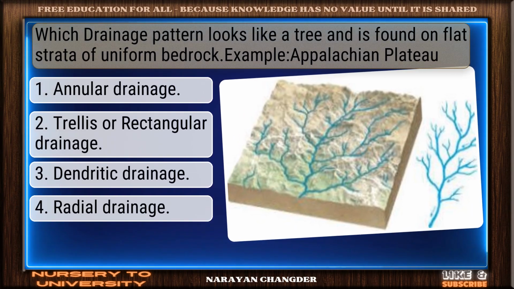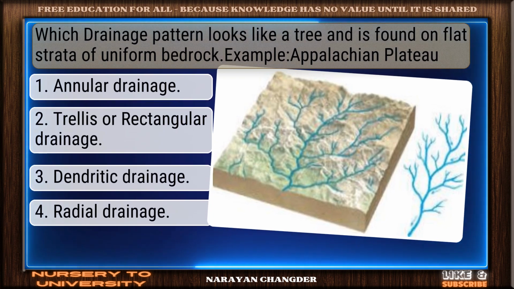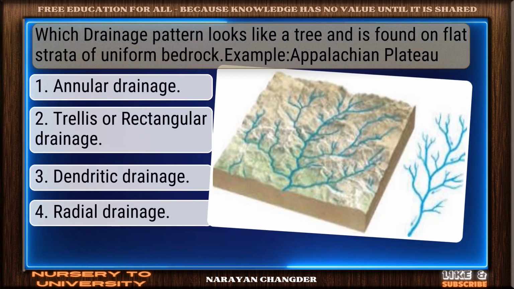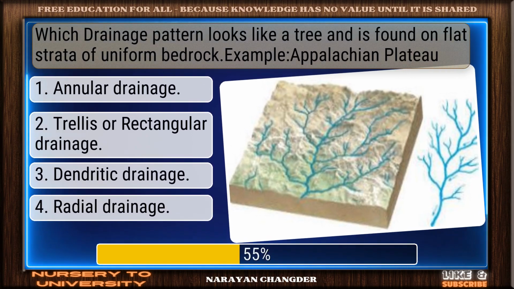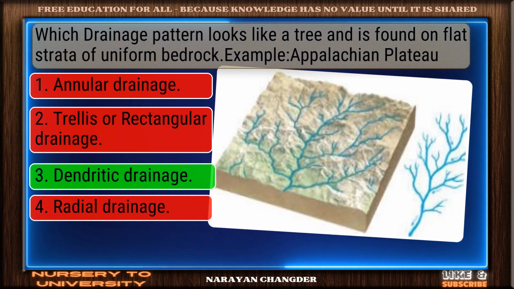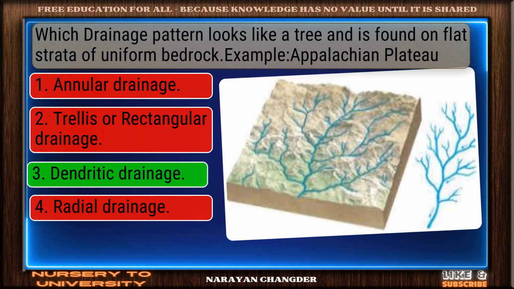Which drainage pattern looks like a tree and is found on flat strata of uniform bedrock? Example: Appalachian Plateau. Strong choice. Dendritic drainage is the right answer.